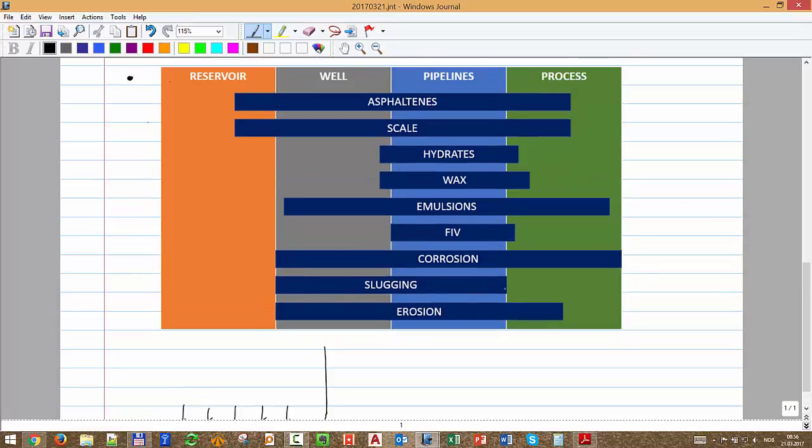And all the way in pipelines. Usually in the process we try to put something stable. Remember, the process likes very stable things. Process likes this behavior with time. If I start going like that to the process, usually it doesn't work. The guy is just going to give up and quit. And erosion, again, we can have erosion in the well or all the way even to the process.